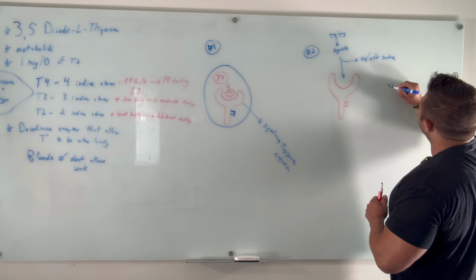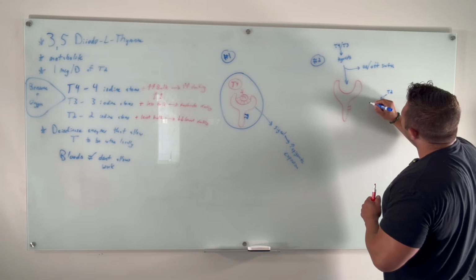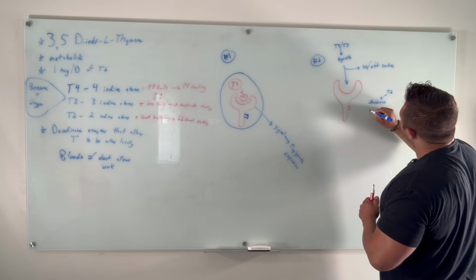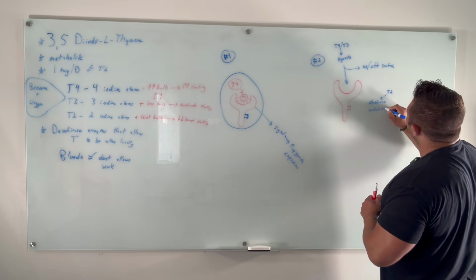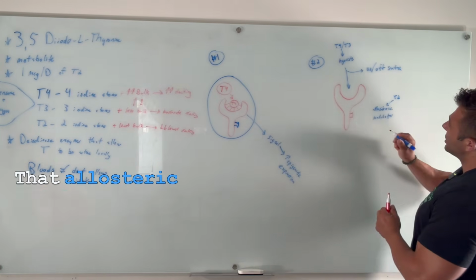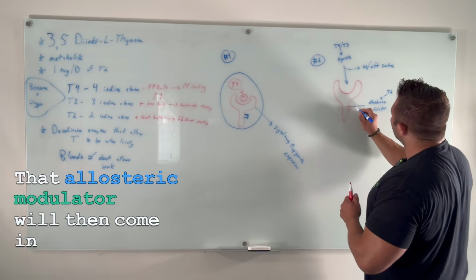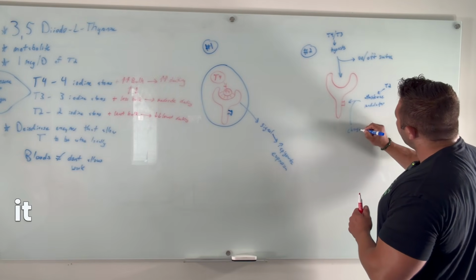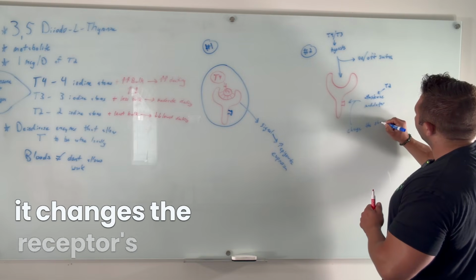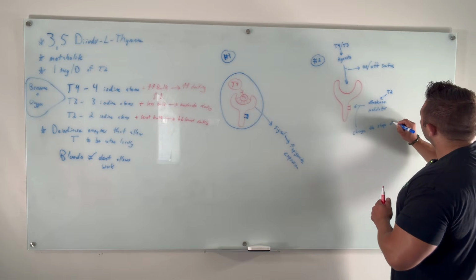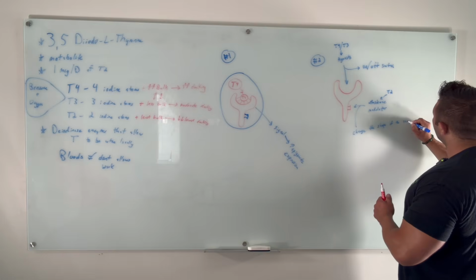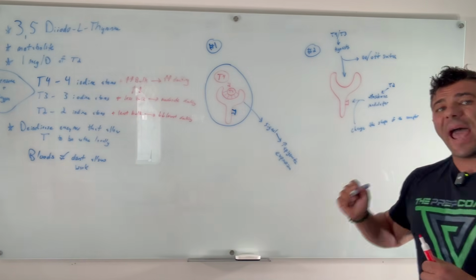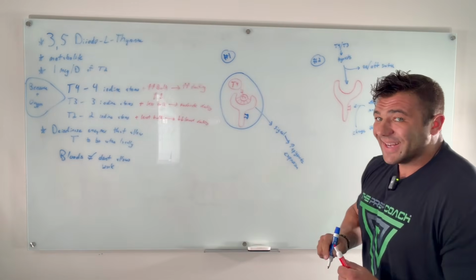So T2 is over here. T2 is an allosteric modulator. Again, that allosteric modulator will then come in here. It's actually going to change the shape of the receptor, which is pretty freaking cool because that means we can have ultimate end action via a different cascade, right?